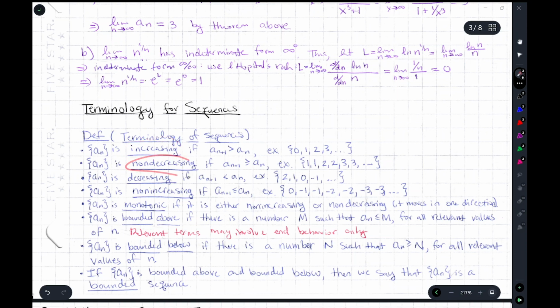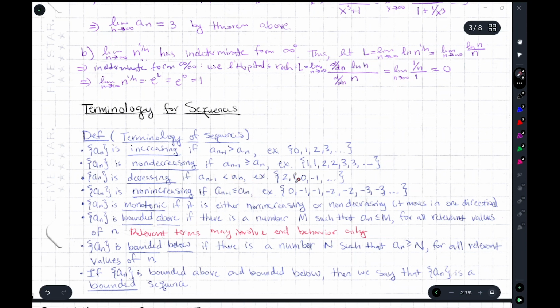A sequence is said to be non-decreasing if a sub n plus 1 is greater than or equal to a sub n. So here's that: one term is not strictly greater than the previous term, but it's equal to it. And so this is called non-decreasing. You can get the next term being equal to the previous one, but never less than the previous one.